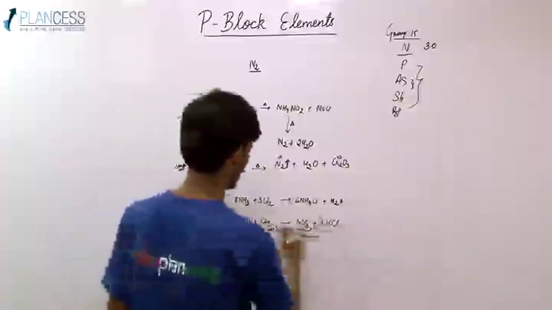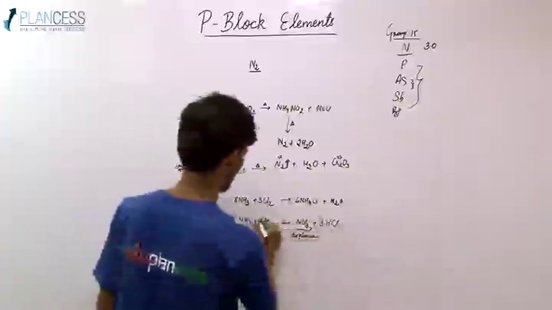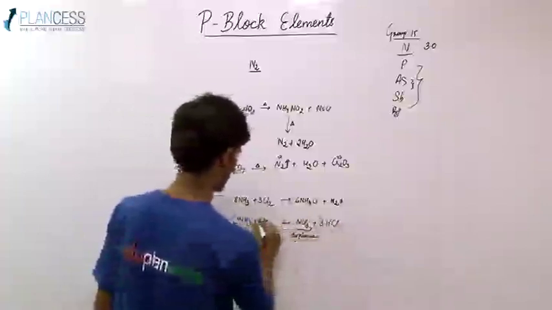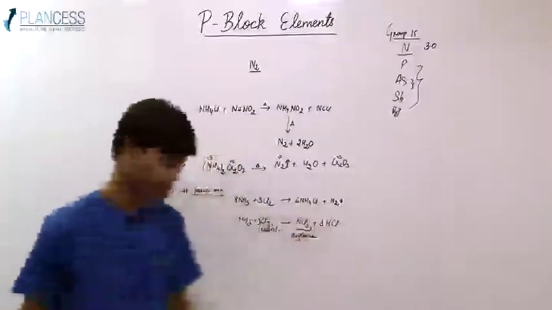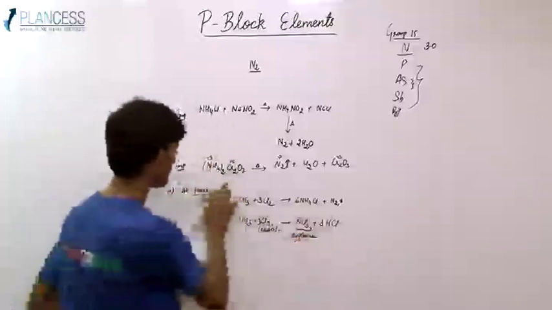So this is the reaction for this. So it would be 2 here, I think, or 3. Yeah, NH3 plus 3Cl2 gives NCl3 plus 3HCl. This was the reaction at lower temperature.